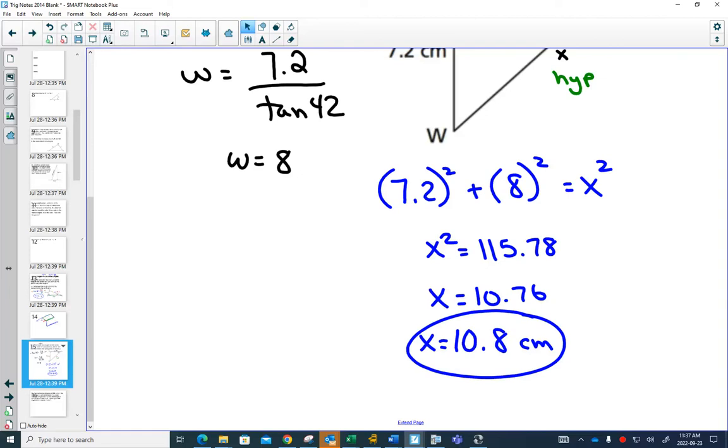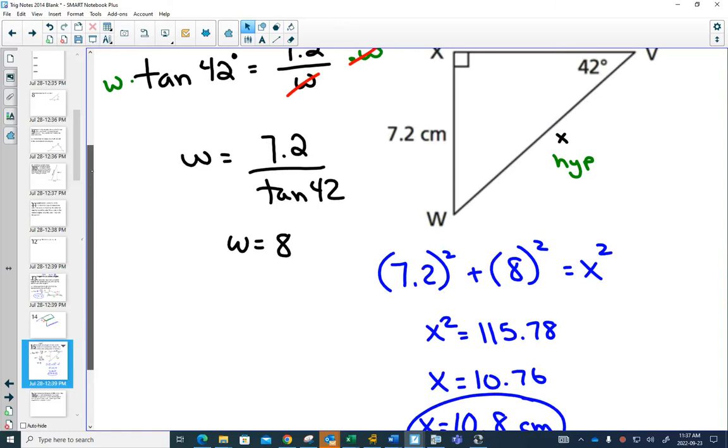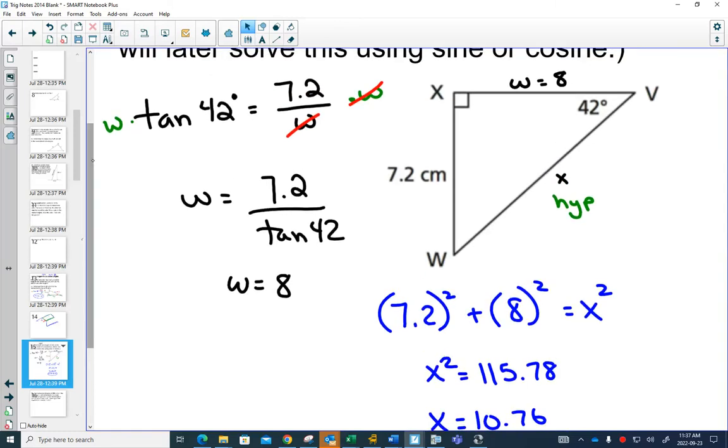Okay? Because it always works, and this one was a little bit harder because you had to do 2 steps, right? With the W on the bottom, you first had to multiply by W to make sure the W wasn't on the bottom anymore, but then you had to divide by tan of 42 after that to get W all by itself on the top. The W needed to be all by itself. Right now the W is on the bottom, so if you got rid of the 7.2, the W is still on the bottom. You'd have 1 over W left on that side, and then you still haven't solved for W.